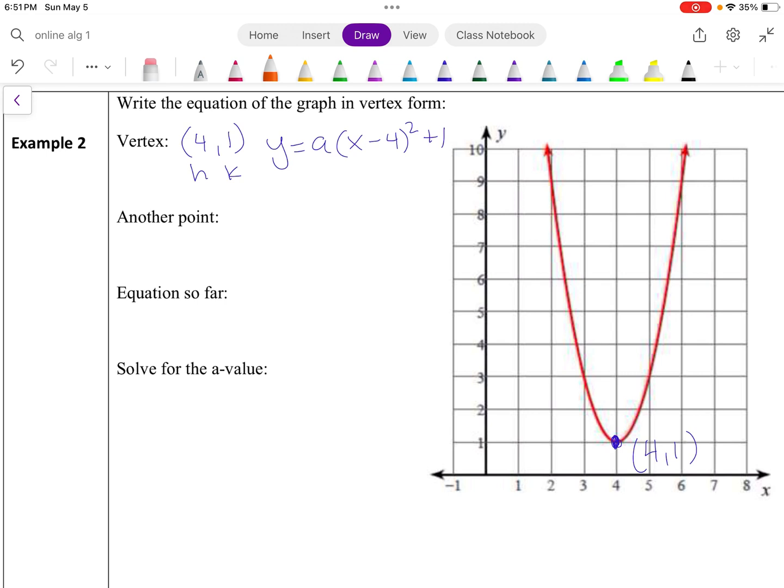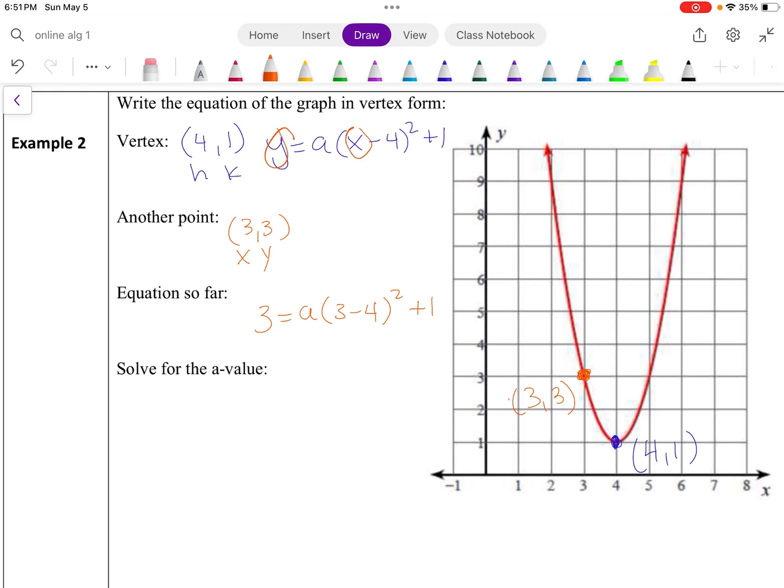And I could pick any point I want. It's just got to be a nice point. I see a couple nice points. I'm going to pick this point, 3, 3. That gives me my x and my y value. So if I substitute those in to my equation, now a is the only variable. And that's why I can solve for a, when it's the only variable.